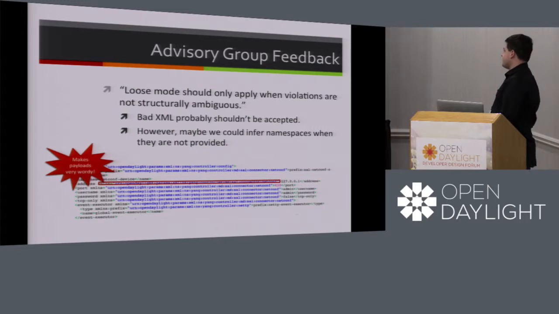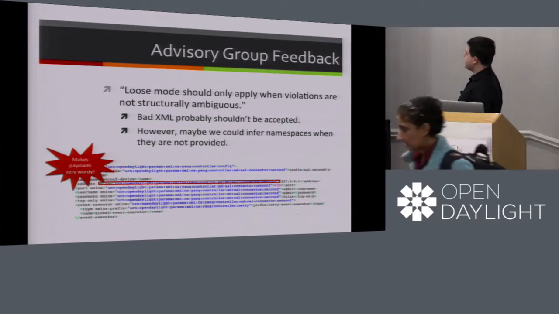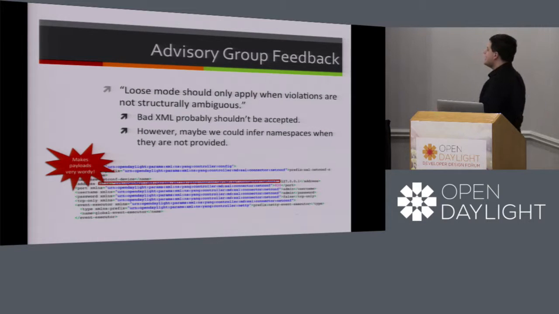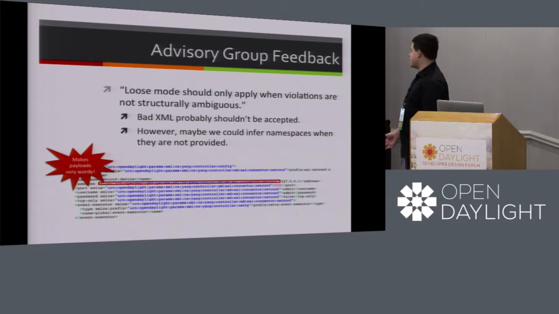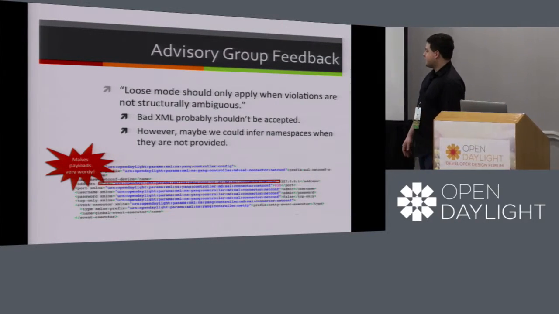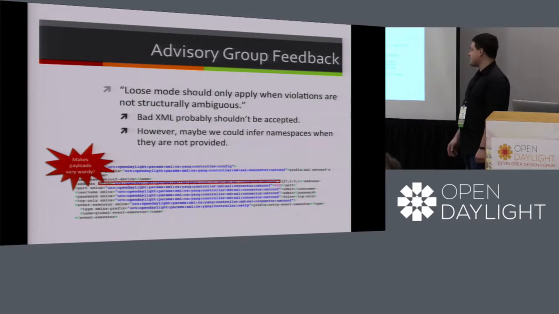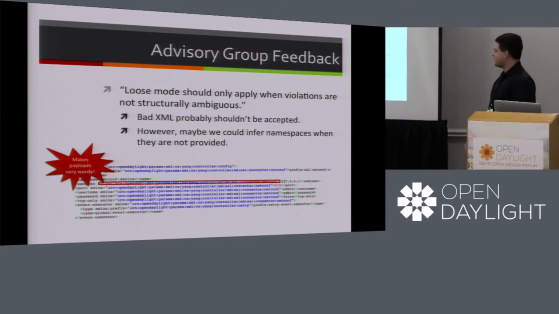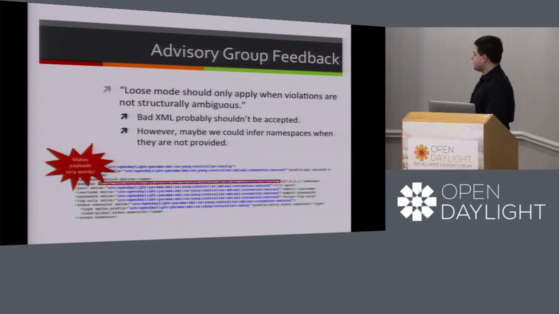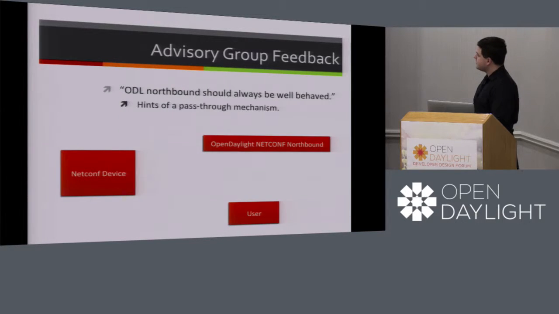Another piece of advisory group feedback was, loose mode should only apply when violations are not structurally ambiguous. So, probably shouldn't try and parse bad XML, of course, or anything like that. But one thing we could do that makes it a little bit easier is inferences on the namespaces. Right now, as you can see, like 75% of this payload is just the namespaces continually repeated. So if we could do something that infers the namespace, it could help when things don't actually specify it.